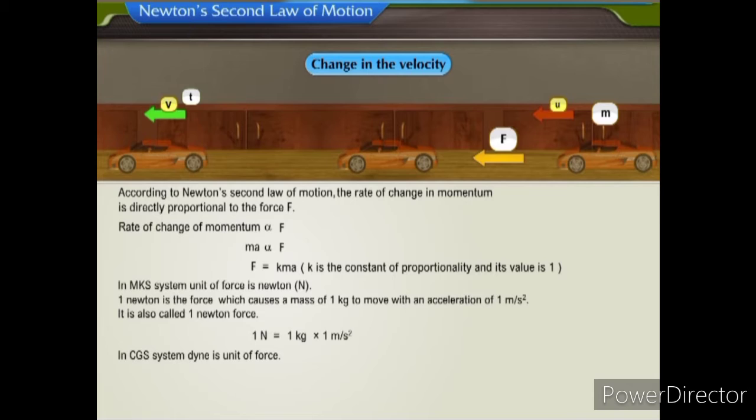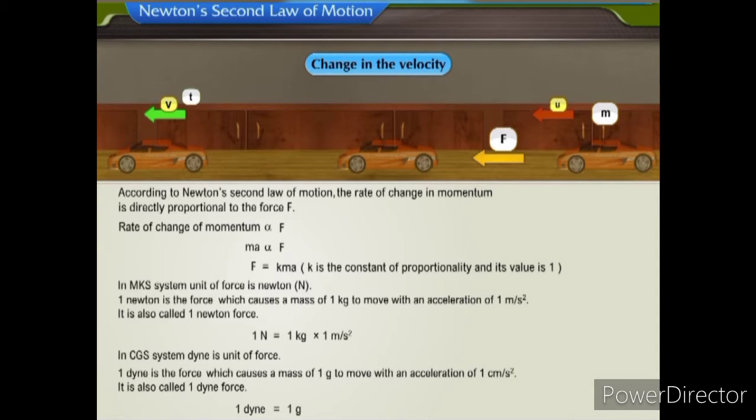In the CGS system, dyne is the unit of force. 1 dyne is the unit of force which causes a mass of 1 gram to move with an acceleration of 1 centimeter per second square. It is also called 1 dyne force. 1 dyne is equal to 1 gram multiplied by 1 centimeter per second square.